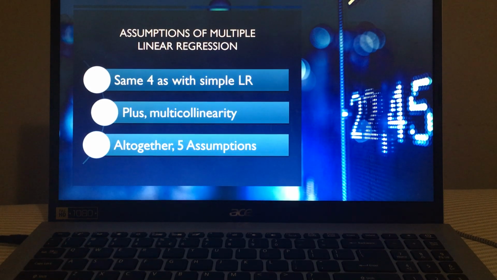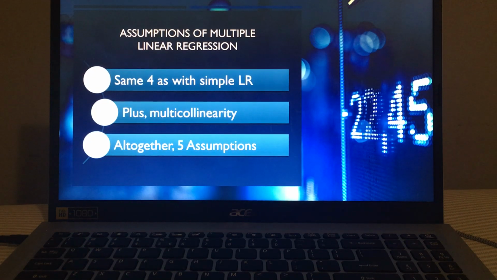So here's an example. Imagine you're trying to understand how both the amount of time spent studying and the number of practice tests taken can affect your test score. If the time spent studying and the number of practice tests are closely related, because more studying often means more practice tests, it becomes hard to tell which one is really influencing the test score.